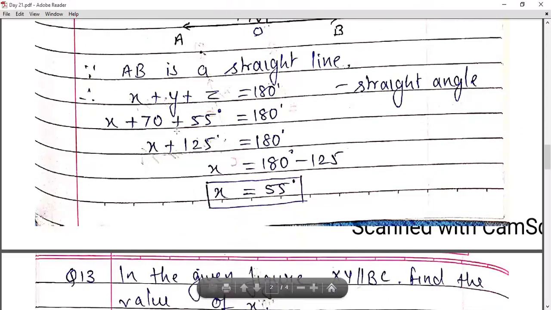Substituting the value of angle Y as 70 degree and angle Z as 55 degree, I will have X plus 70 plus 55 degree is equal to 180 degree. 70 plus 55 degree will give you 125 degree. Transferring 125 to the other side will change its sign. I will get X as 55 degrees.